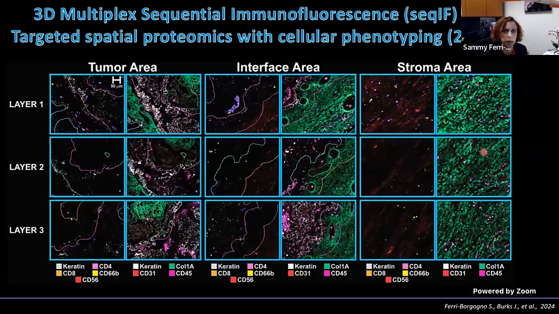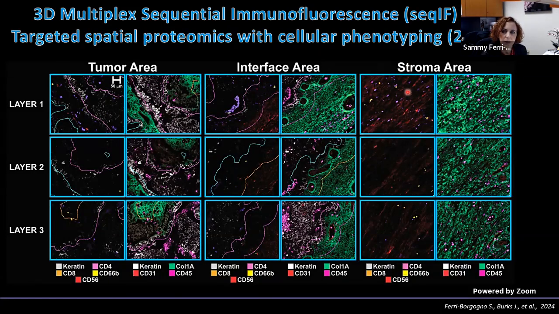So, here is just a zoom in of the larger image, and you can see these lines are the tissue segmentation lines, and you can see the expression of a few of the immune markers that we utilize. So I would like to point out a few examples. For example, if you focus on the yellow dots, these are CD66B positive cells, which are neutrophils. And as you can see, there is one over here in the tumor area, one over here in the interface, and a couple in the stroma area.